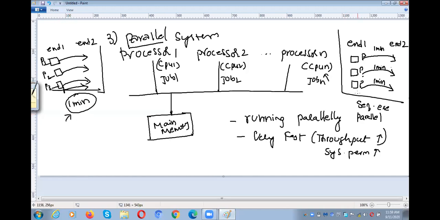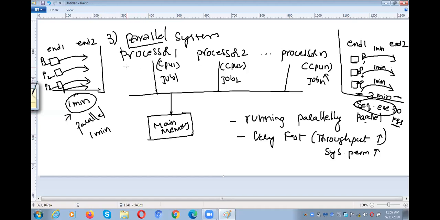But in the earlier example, we have only one person, P1. The single person carries 10 kg of sugar from this end to this end. Once he completes the first 10 kg, he moves to the second, and then the third. Like that, it takes 3 minutes to transfer 30 kg of sugar. So sequential execution takes much time to transfer, whereas parallel execution takes less time, only 1 minute.